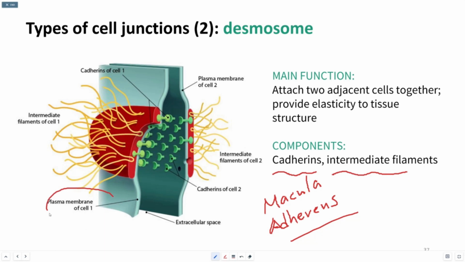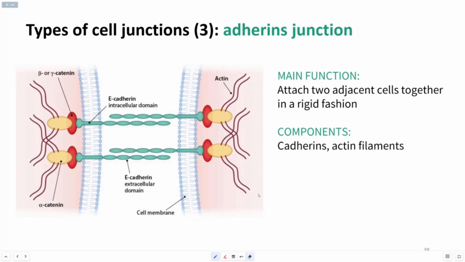Cell number 1 is over here on the left side, cell number 2 is on the right, and you can see these little green proteins that glue and anchor them together. Adherens junctions. Adherens junctions' main function is to attach two adjacent cells together in a rigid fashion. This allows the intercellular space between the two to house fluid and act as a passageway for certain substances that can be transported between the cells.